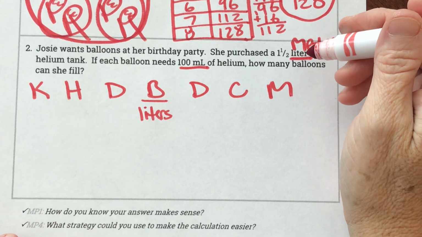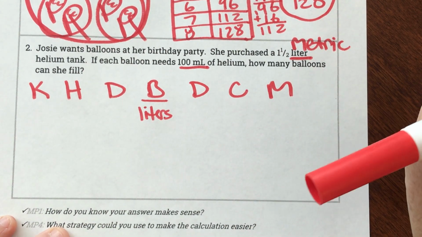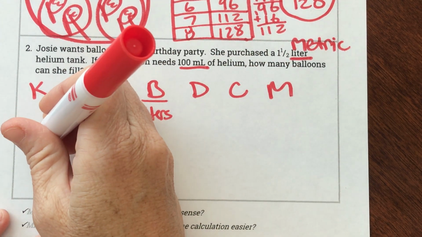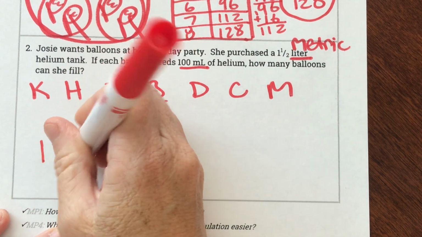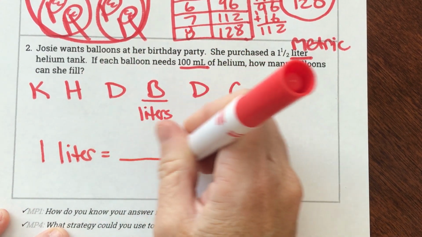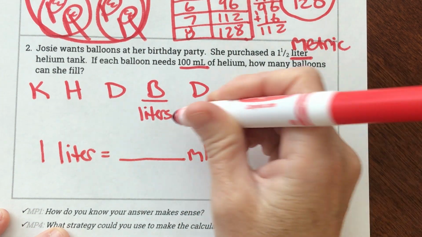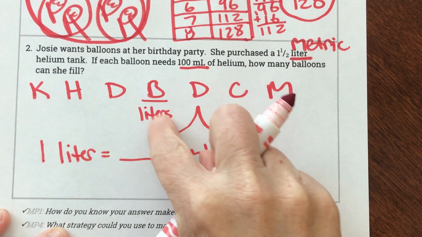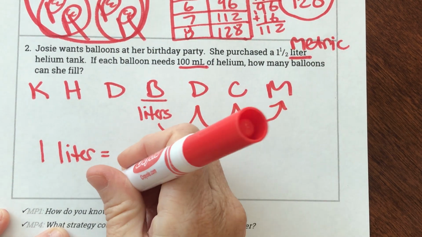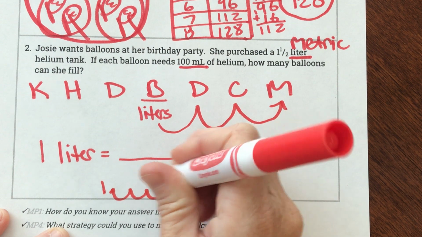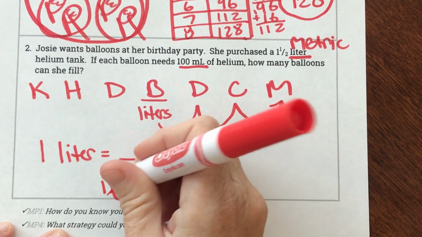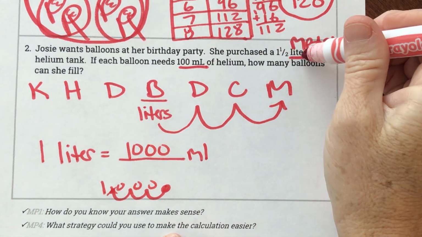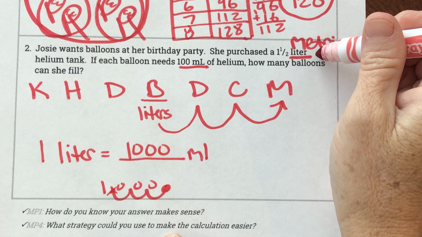So there's two ways I could do this. I could find out just how much is in 1 liter, or I could have used a decimal. I think I might just do 1 liter. So if it was a 1 liter tank, how many milliliters is that? Well, 1 liter means what? I'm going to go from liter to milliliter. 1, 2, 3 to the right is 1,000. So a 1 liter tank would be 1,000 milliliters.